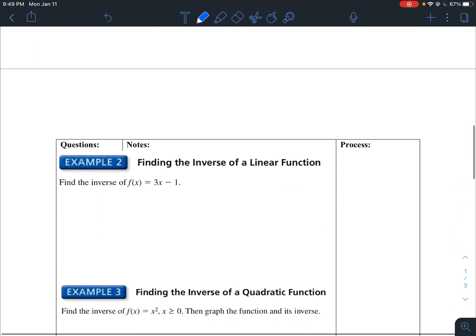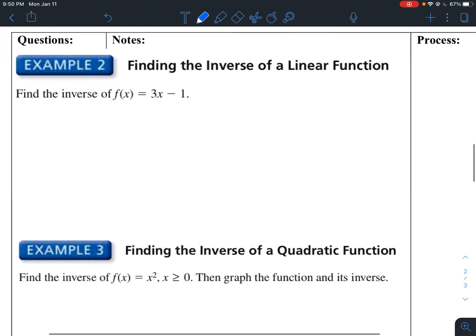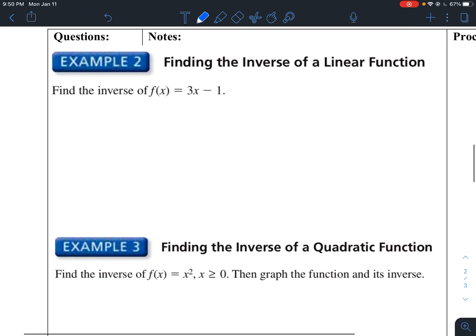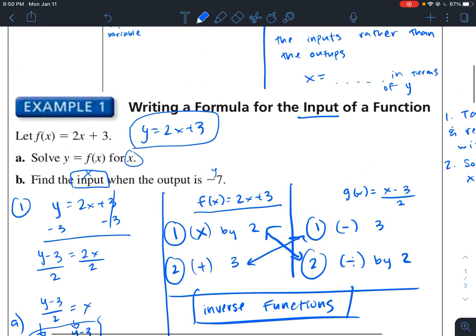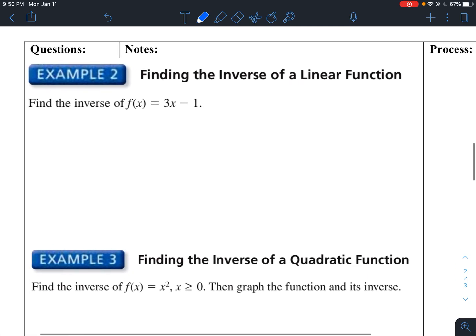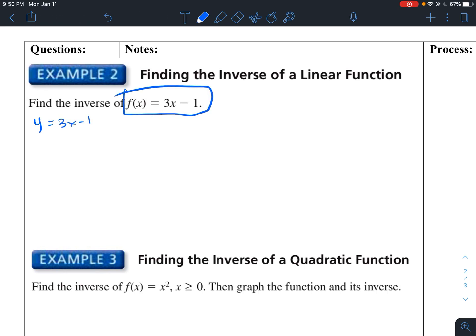Alright, now let's go down to this page right here, and we're going to be looking for inverse functions. So find the inverse of a linear function. This right here is a linear function, 3x minus 1. Okay, now if we're going to find the inverse, we're going to do the exact same thing that we did up here. We're going to find a formula for the inputs, and to do that, this is what we do. We take y equals 3x minus 1. So we're rewriting this as f of x is equal to y instead.